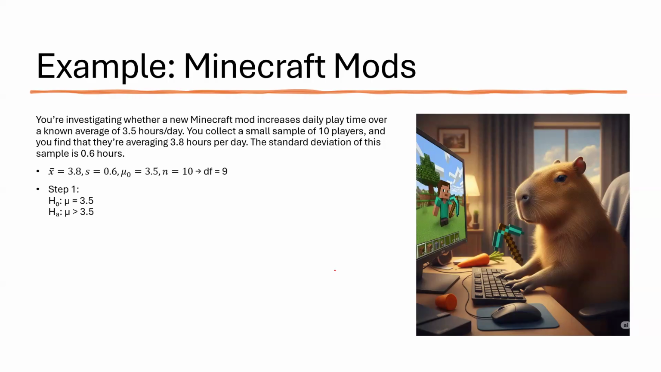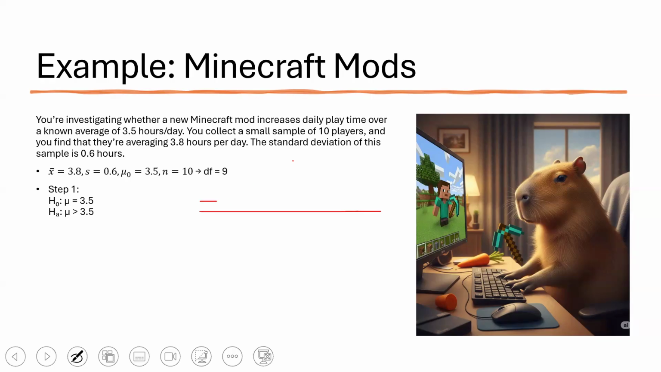Our first step is the hypotheses. Mu equals 3.5. The average playtime is still 3.5 hours. Our alternative is mu is bigger than 3.5. The average playtime has increased. This is a right-tailed test.